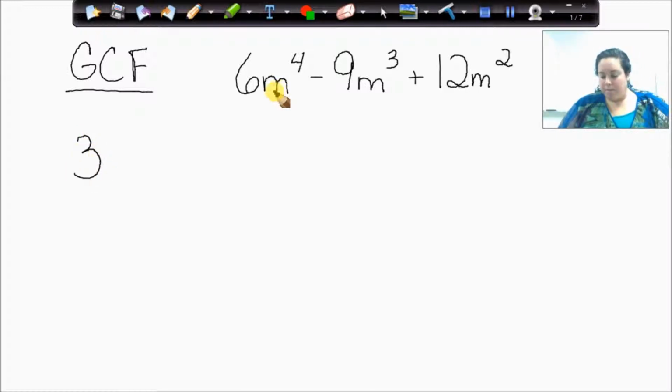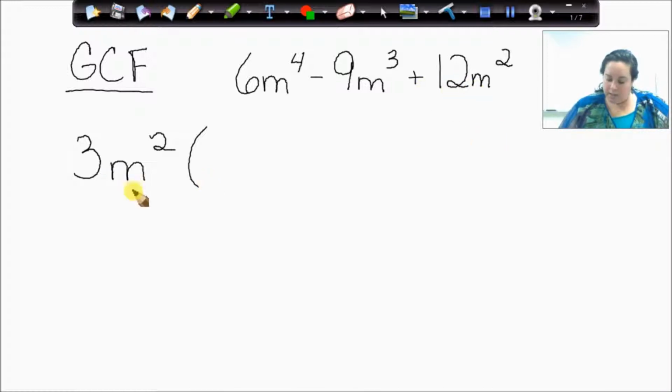And then we'll look at the variables. There's m in every single one. How many? There are 4 in this one, 3, and 2. So there are at least 2 m's in each term. So 3m squared is the greatest common factor. Now we are going to factor that out of this polynomial.